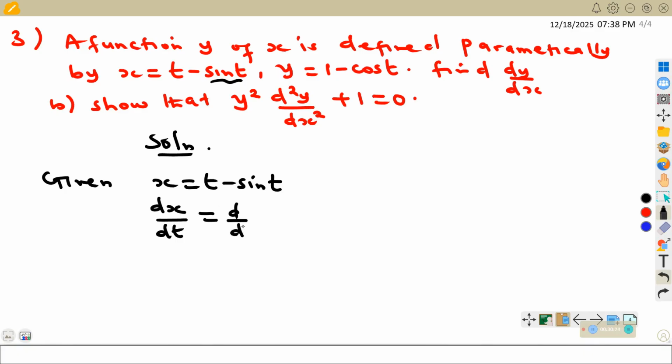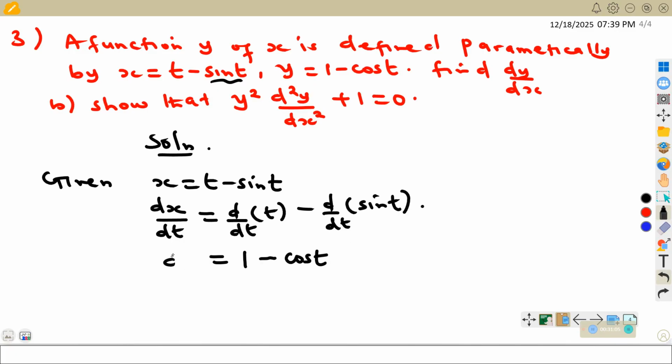And someone should be able to guide us with this differentiation. As we know, we shall be differentiating each of these with respect to t. If you want, you can differentiate it at once. So can someone guide us there? When you differentiate t with respect to t, what do you get? 1. You get 1 minus, differentiate sine of t with respect to t, you get cos of t. So this is our dx/dt, 1 minus cos of t.